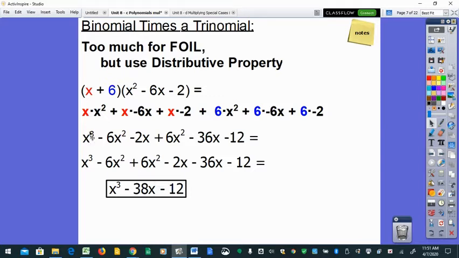So the x to the third doesn't have a buddy, but the negative 6x squared will combine with the positive 6x squared, and he will actually drop out because the coefficient will be 0. And then I have a negative 2x and a negative 36x, which will make a negative 38x. And then again, the negative 12 doesn't have a buddy. So my final answer will be x to the third minus 38x minus 12, which is a cubic trinomial.